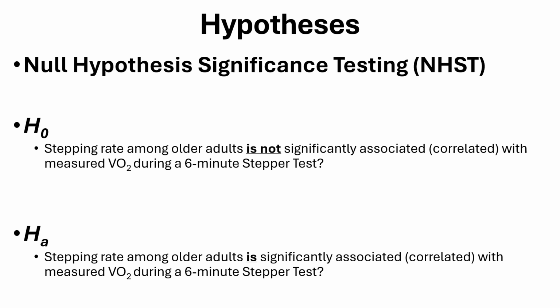Within a null hypothesis significance testing framework, our null hypothesis is that stepping rate among older adults is not significantly associated or correlated with measured VO2 during a 6-minute stepper test. And our alternative hypothesis is that stepping rate among older adults is significantly associated or correlated with measured VO2 during a 6-minute stepper test.